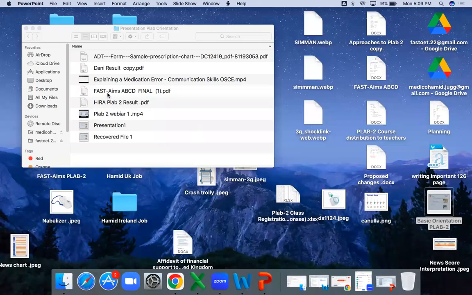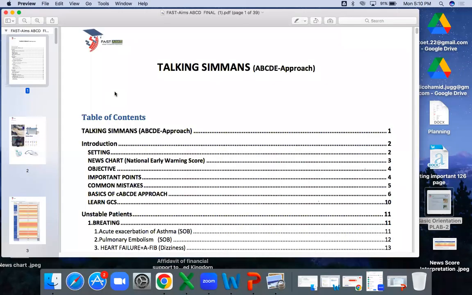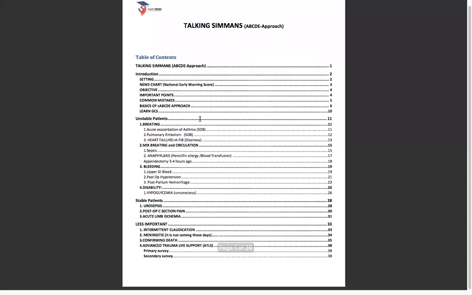Okay, let's talk now directly about our ABCD approach, which I had already sent you notes on. Can you see the contents I'm going to talk about? First of all, let me explain it to you in a very clear way: what is the ABCD approach?